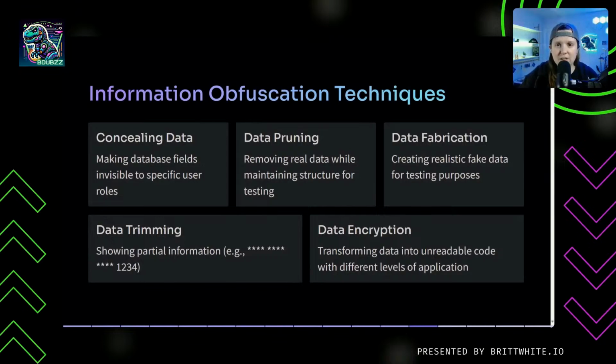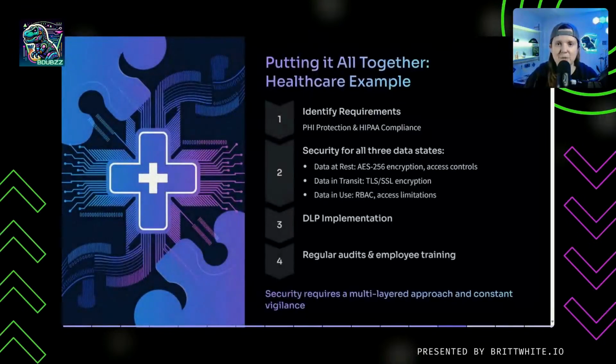Now let's bring all of these concepts together with a concrete example. Imagine you're designing security for a healthcare provider. This could be a hospital, clinic, or a doctor's office. Their mission is to protect PHI, or protected health information, which includes everything from medical histories to insurance details and social security numbers. This is the perfect example because healthcare data needs some of the strongest protection out there.